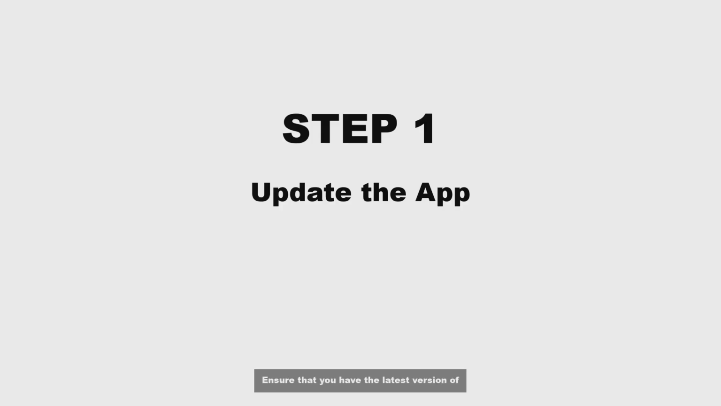Enabling Face ID on your Grasshopper Bank app can enhance your security and streamline your login process. Follow these steps to set it up easily. Step 1. Update the app. Ensure that you have the latest version of the Grasshopper Bank app installed on your device. Go to your device's App Store, search for Grasshopper Bank, and update if necessary.